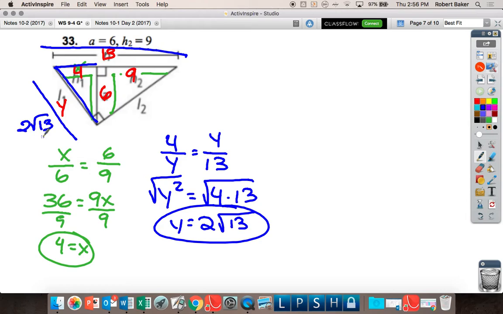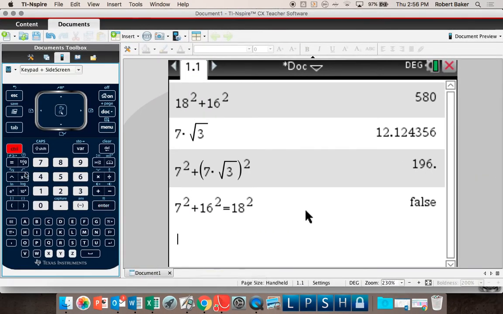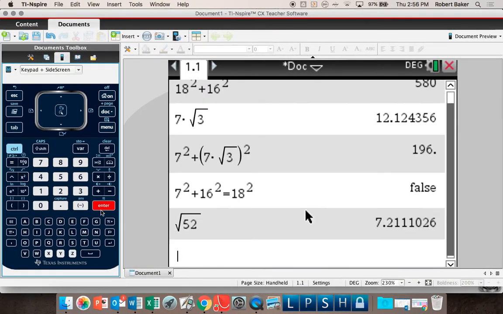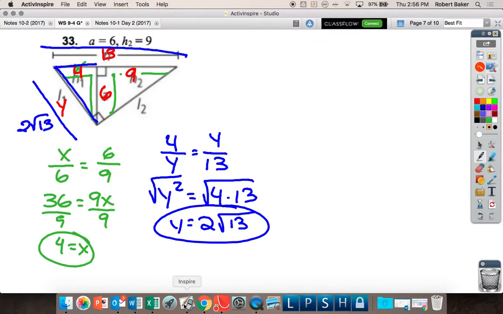So in the event that you're on your test and you put the square root of 52 as 7.21, you would get 3 points, but not 4. That makes sense? So 7.21 tells me you know how to do the math, but 2 square roots of 13 says you know all of the math I'm asking you to do.